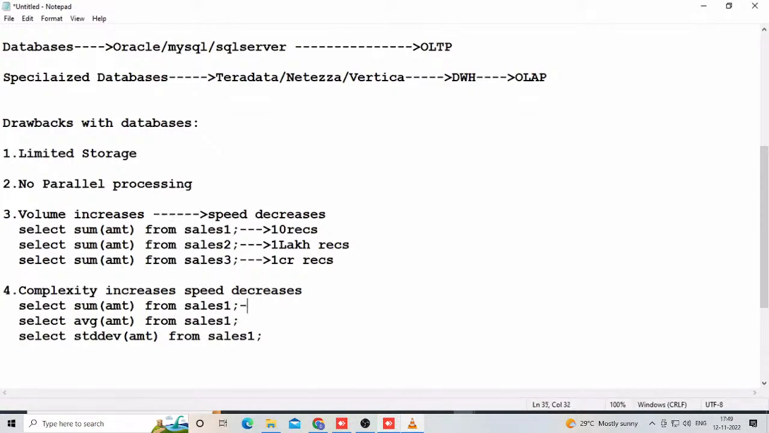Assume all of them have 1 lakh records. Which query executes faster among these three? Obviously the first query. The second query is average amount, a two-step process: first the sum needs to be calculated, then the average. Compared with the first query, the second query takes more time. And for standard deviation of amount, a lot of internal processing is required, compared to that.